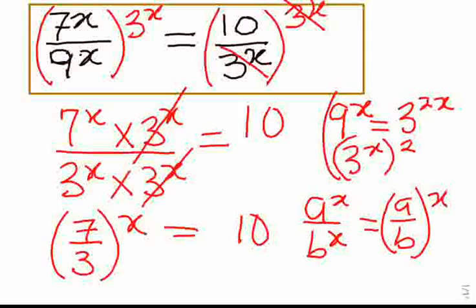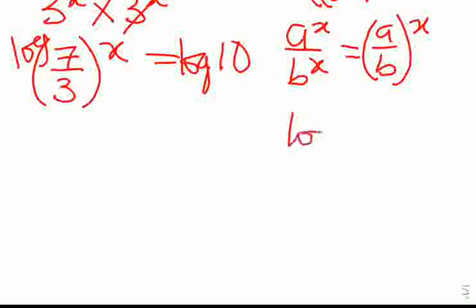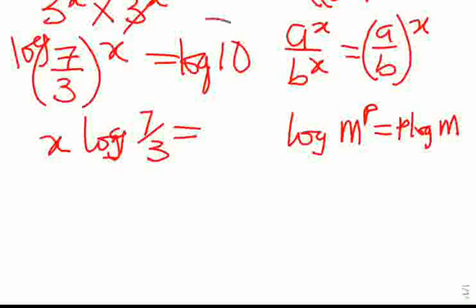What do we do next? In order to solve for x, the next thing I'm going to do is to take the logarithm of both sides. So I'll take the log of this side. I'll also take the log of this side. Now let's remember this logarithm rule where we have log m raised to power p. This will be equal to what? P log m. Meaning that this p can cross to this other side. So applying the same thing here, the x can cross to that other side. We're going to have x log 7 over 3 equals log 10.